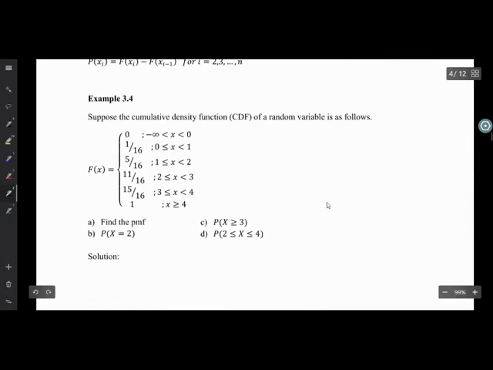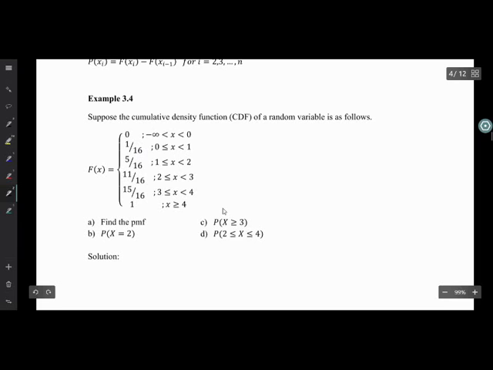In Example 3.4, you see a CDF of a certain random variable. This is the proper way to write the CDF, even for a discrete case. From negative infinity up to whatever the first value you have in your sample space, capital F(x) is 0. Then at 0, you attain 1 over 16, and 1 over 16 will be there up to 1, and at 1, you attain 5 over 16, and so on.